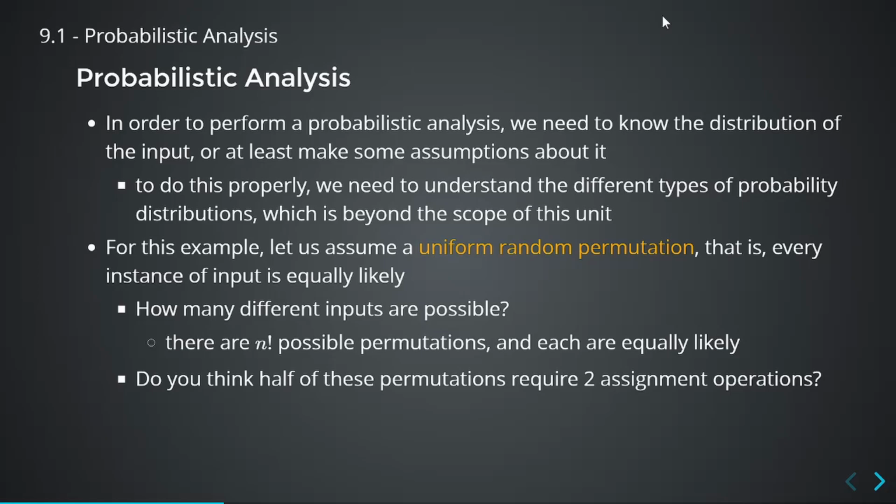So now what we're doing here is we're assuming that your input is random. And we're going to assume a uniform random permutation. That is, you have many permutations of arrays coming in, and we're going to say that every single instance has an equal chance of happening. So how many different inputs are possible? If I give you an array of size n, how many permutations can you have? That would be n factorial, right? And we're going to say that each one of those n factorial combinations is equally likely. So again, that is the big assumption that we're doing here.